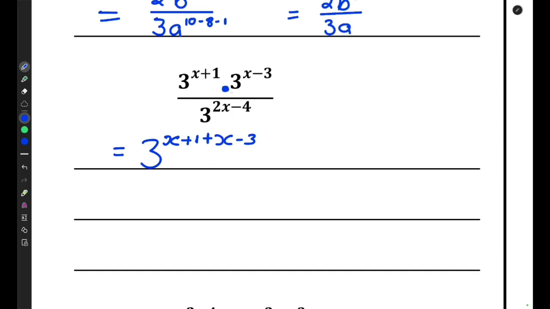And then with the bottom, 2x minus 4, I am subtracting. So I'm just going to say minus 2x and then minus 4. It's a lot safer if you put it in a bracket. Then you won't make a mistake. Because now I need to multiply that minus in there and it will become a plus.